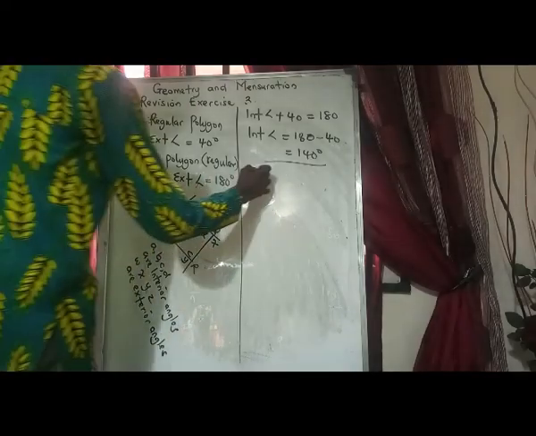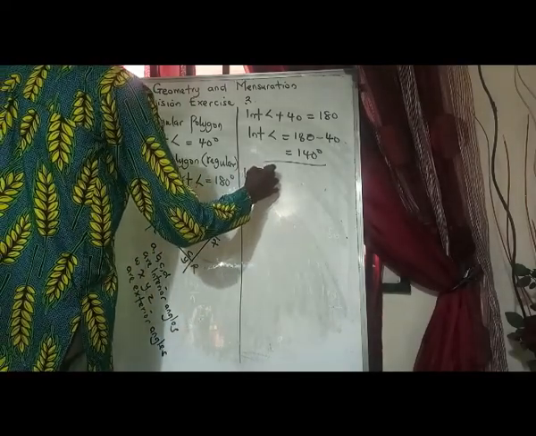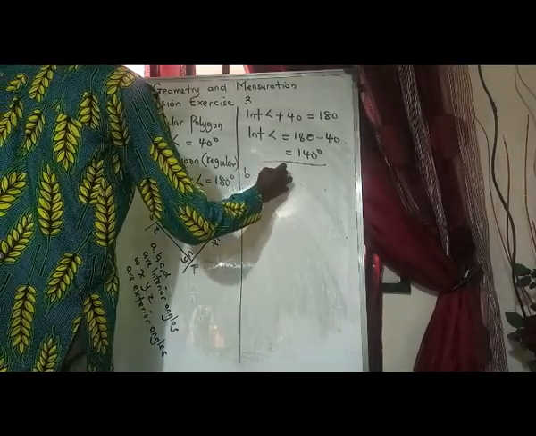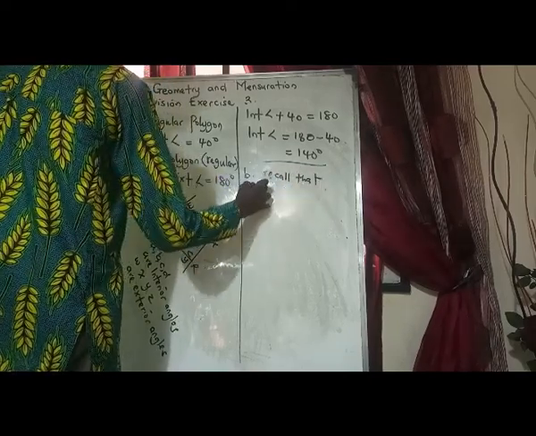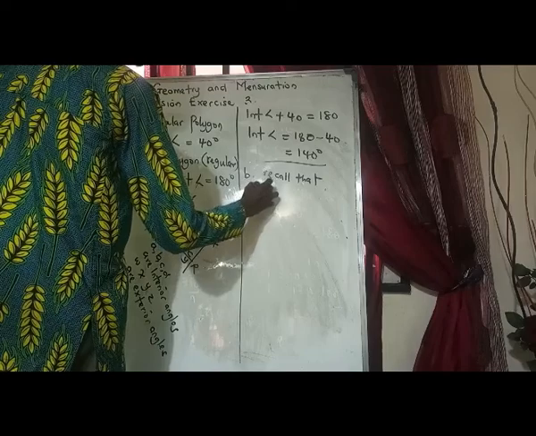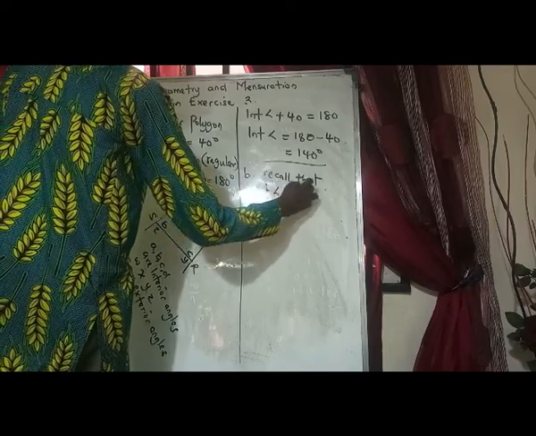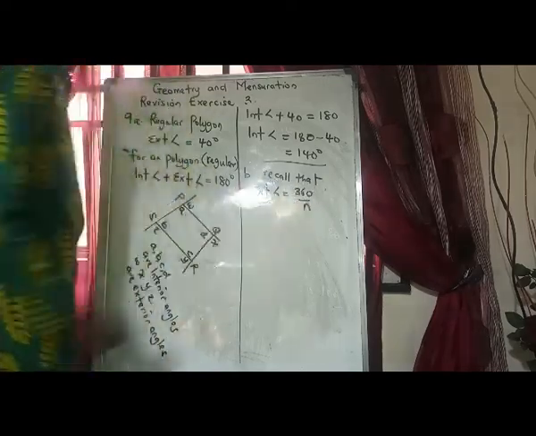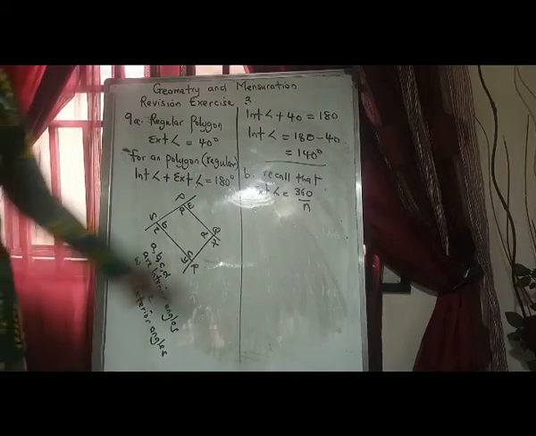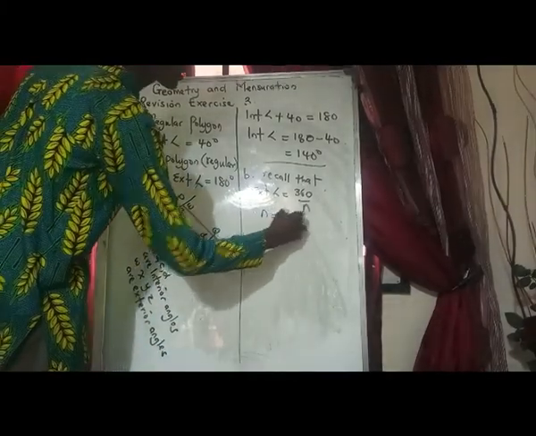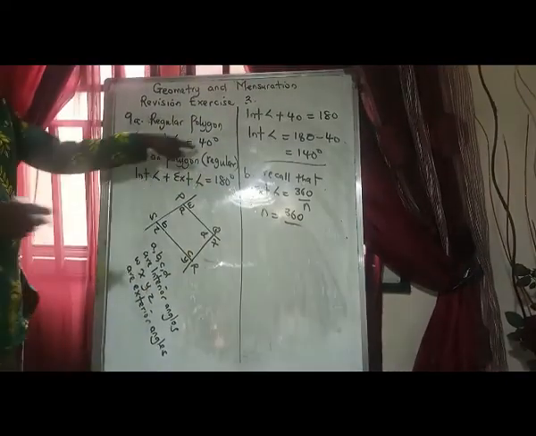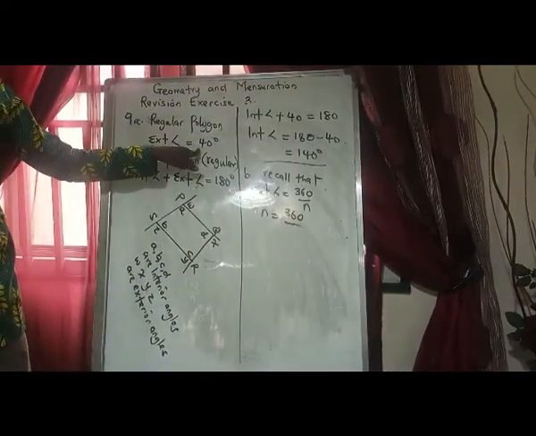So I will say, recall that exterior angle is equal to 360 over n. What is n? N is the number of sides, is that not? So I can make n the subject of the formula. So n will be equal to 360 divided by, what is the exterior angle in this setup? Is it 40 degrees, is that not?